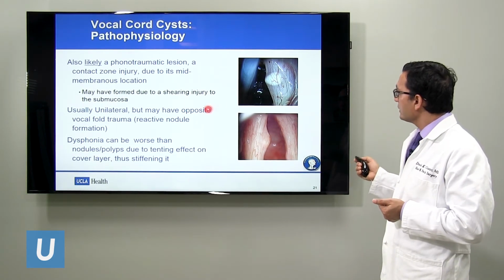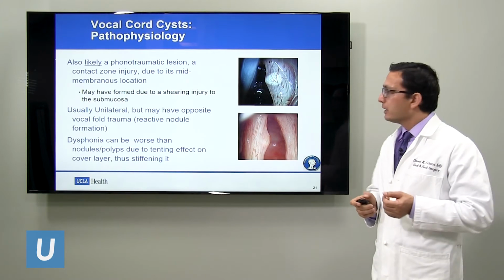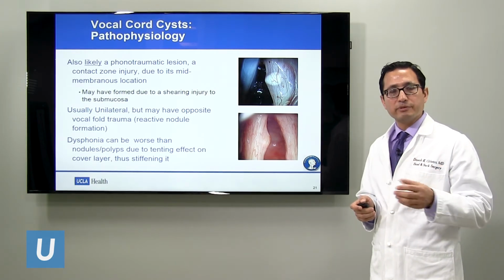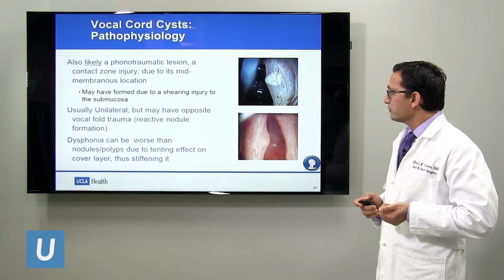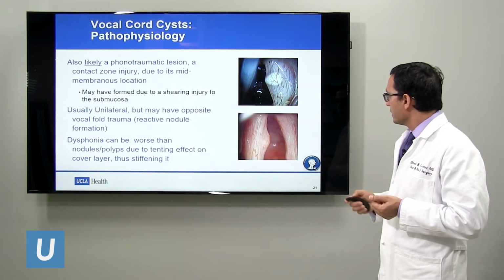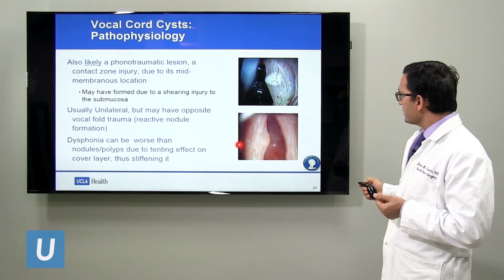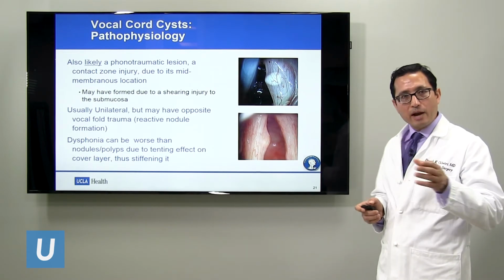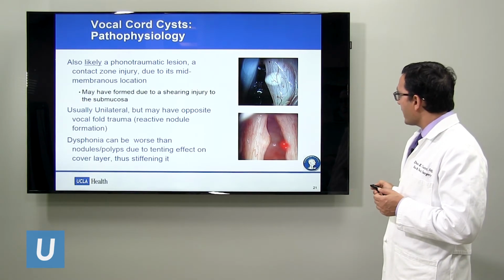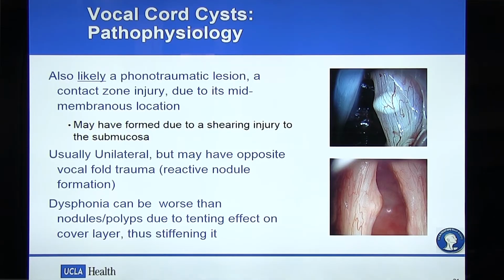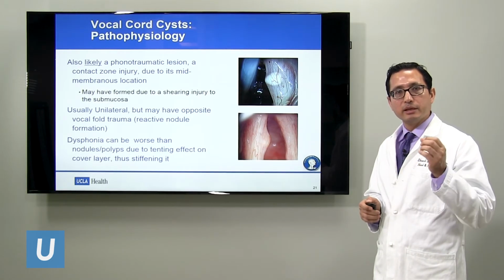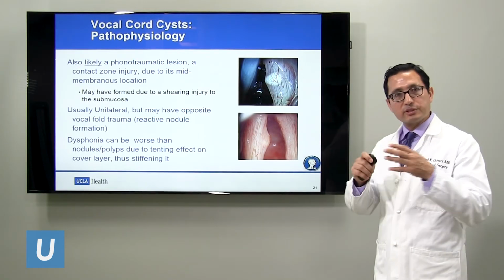They're typically unilateral, but sometimes we see a little bit of a reactive trauma to the other vocal fold. We call it a reactive nodule formation. So here on the lower one, you can see again a cyst, and there's actually some irregularity of the vocal fold on the opposite side due to the contact with the cyst side. And as I mentioned earlier, compared to nodules and polyps, voice can be much worse with cysts because of the tenting effect on the mucosa as the cyst grows.